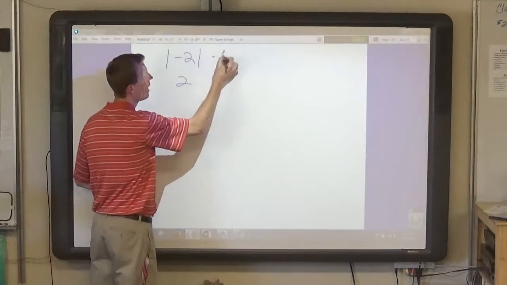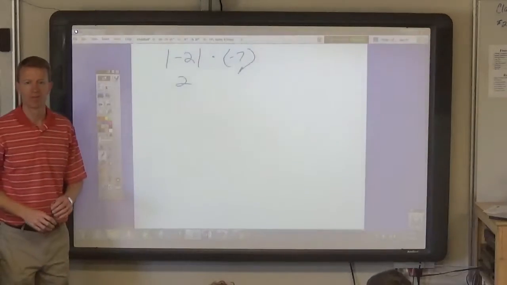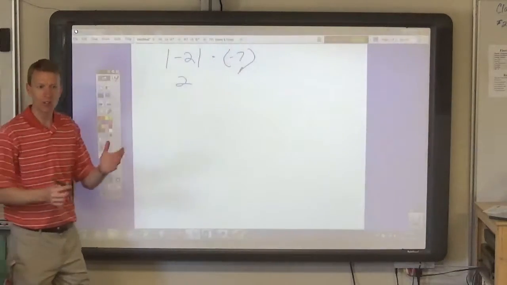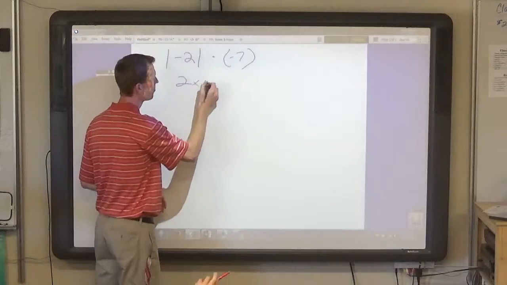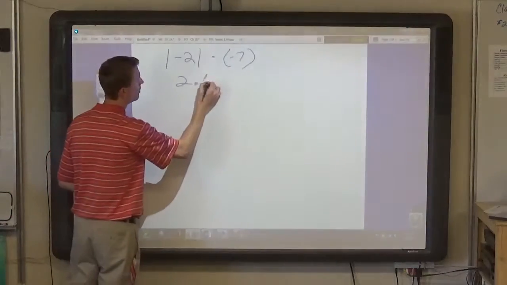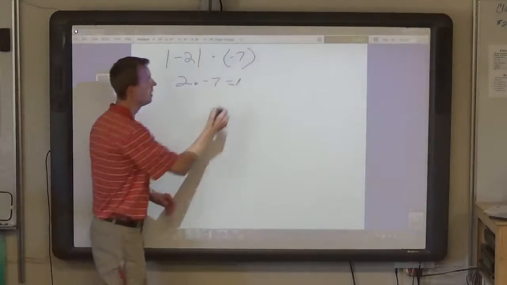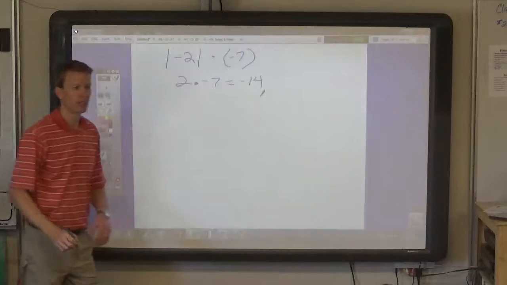And what if we multiply that by negative 7? We do 2 times negative 7. Oops, I don't want to use extra times. 2 times negative 7, which is? Negative 14. Yep.